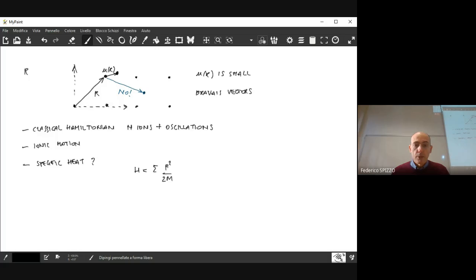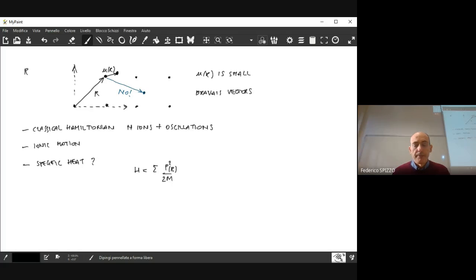Then P square is the square of momentum. Here, to say that P square is the square of the momentum of a specific ion belonging to the system, I use R as a variable. So P square of R means the square of the momentum belonging to the ion that is in the position described by the vector R.